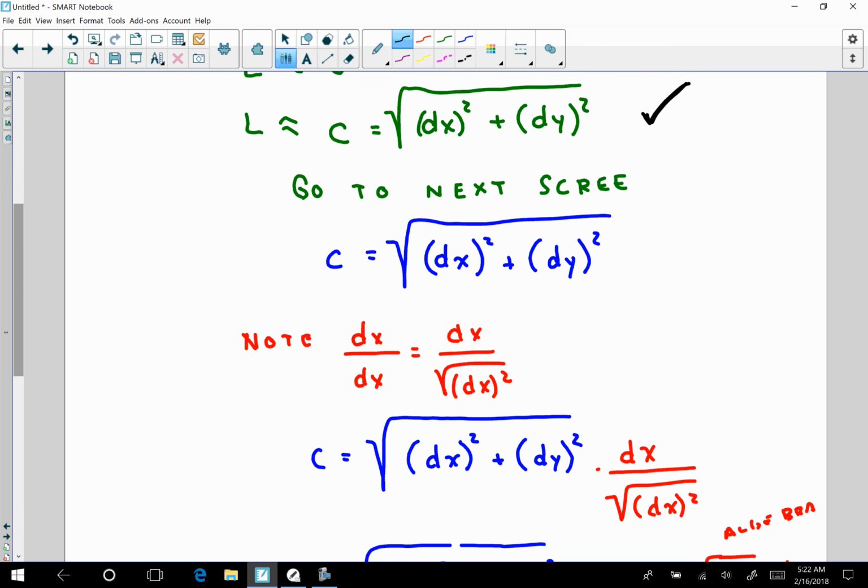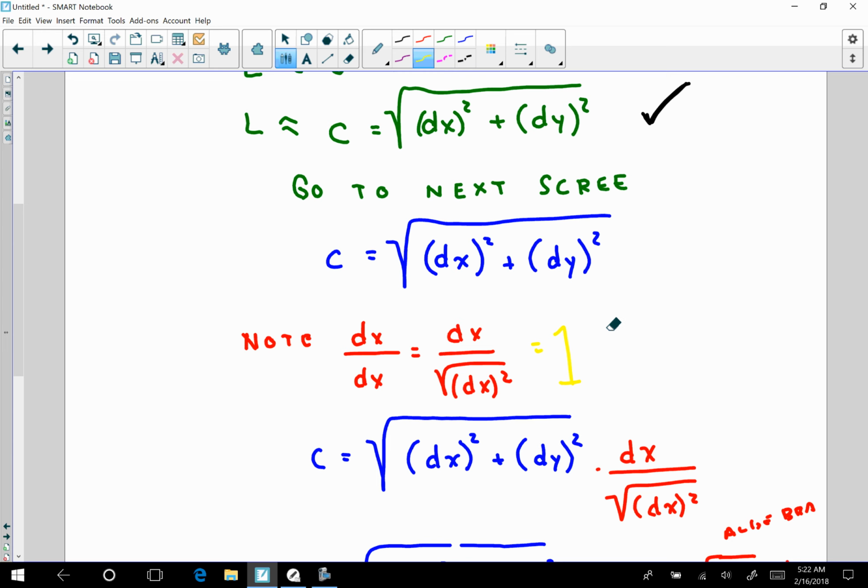Now I'm going to look at this one thing, this guy here that looks like 1, and it is 1. All of these guys are 1. And I notice that dx divided by dx is 1. But another way to write dx divided by dx is dx divided by the square root of dx squared. The square root of dx squared is dx if dx is positive. So these two statements certainly are true.